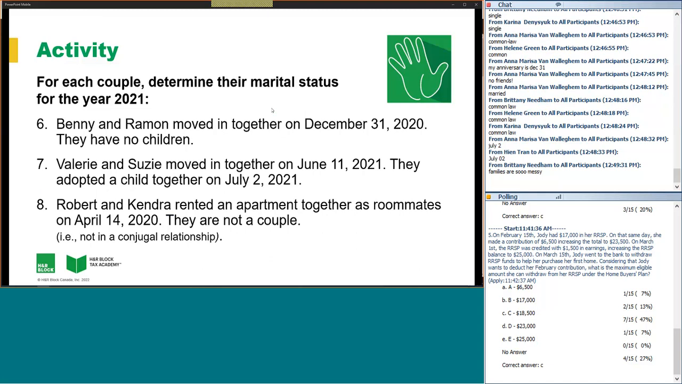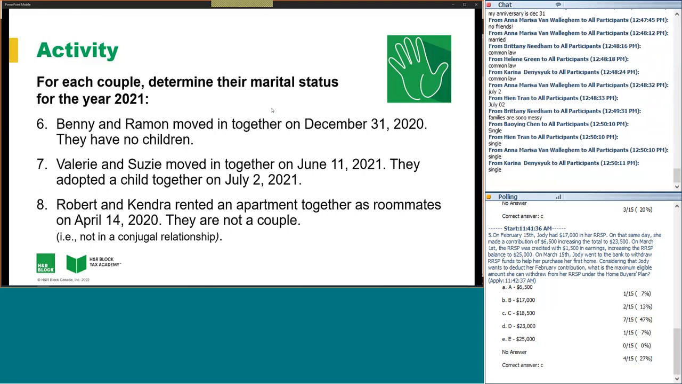All right, let's do the last one. Robert and Kendra rented an apartment as roommates on April 14th, 2020. They are not a couple, so they're not in an intimate relationship. They're just roommates. What is their marital status for 2021? Single. Continue to be single, ongoing. The longer they stay living together, the more likely the CRA is to ask them about their relationship. But they are single. They're not in a relationship, so they are single.